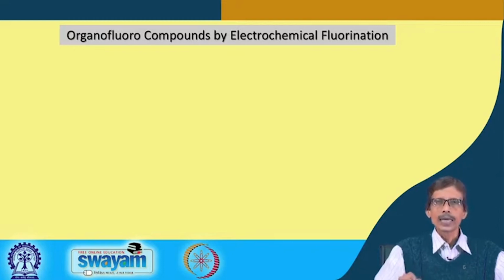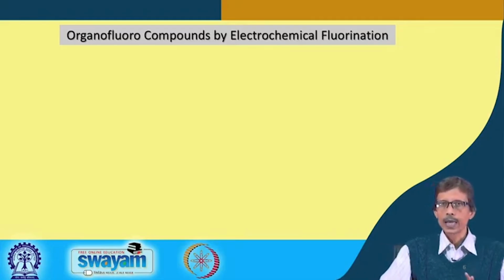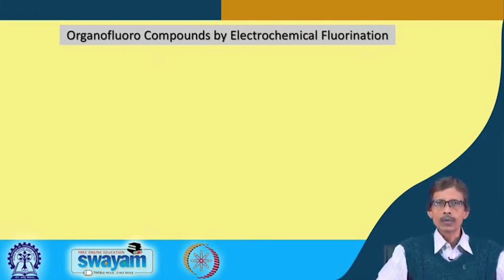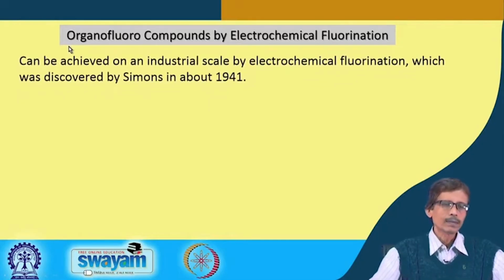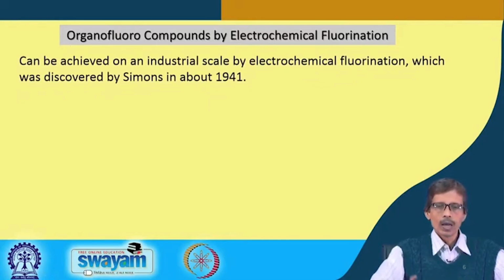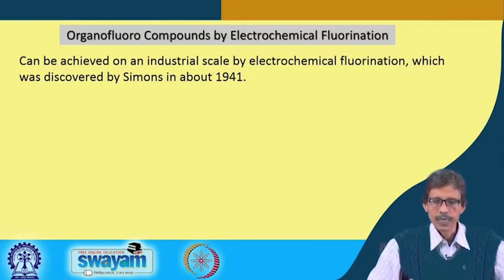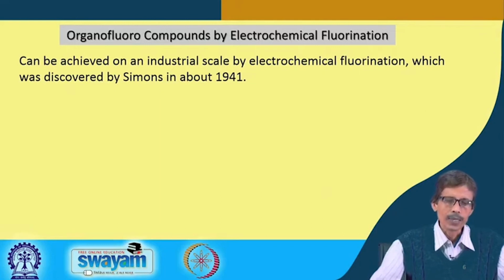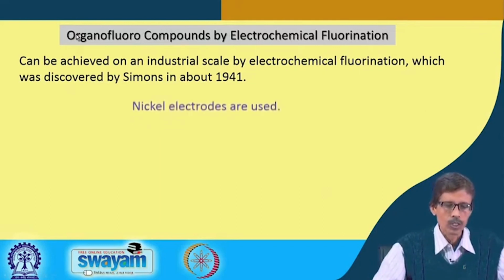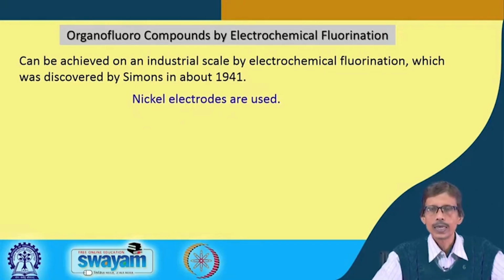So we can look at some examples of making these organofluorine compounds by electrochemical fluorination. You can take the help of electrolysis where the organic molecule will be fluorinated electrochemically. This is used on an industrial scale also. Electrochemical fluorination is a typical technique, first introduced by Simons et al. in 1941, and it is still very popular for making useful organofluorine compounds through this particular process where we use nickel electrodes.